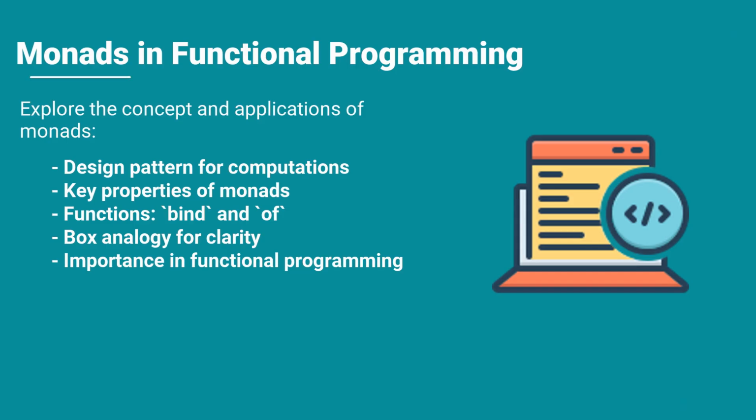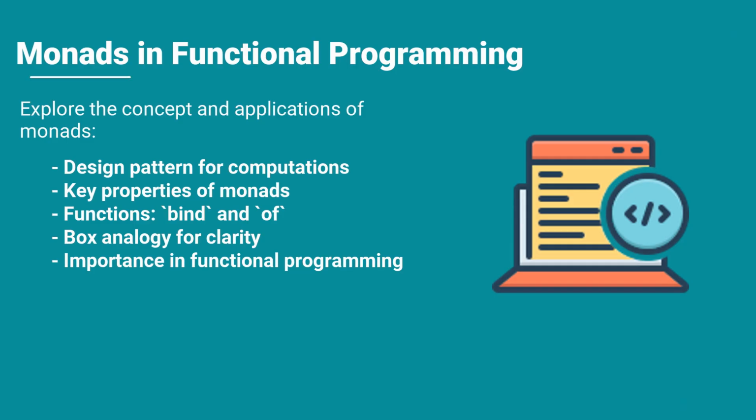In essence, a monad is a design pattern used to handle computations in a functional programming paradigm. More formally, a monad must satisfy three key properties. It has a type constructor that wraps values into monadic types. It provides a way to apply functions to these wrapped values while maintaining the monadic context, and it ensures that operations can be combined in a consistent manner through monadic laws, namely, the left identity, right identity, and associativity laws.